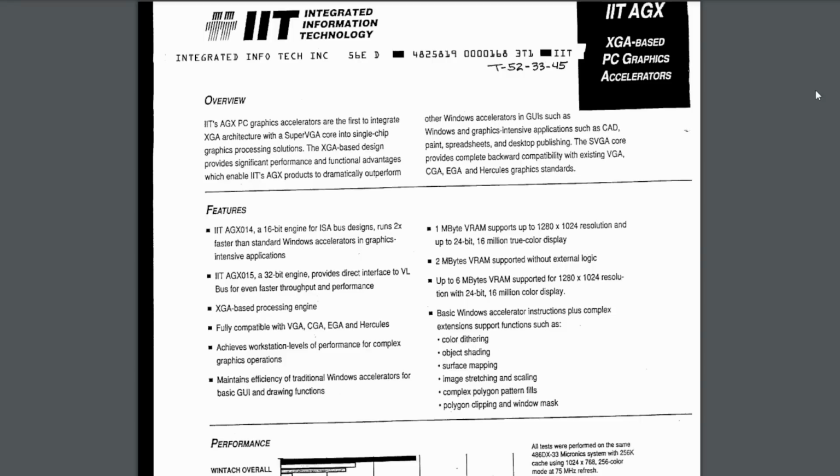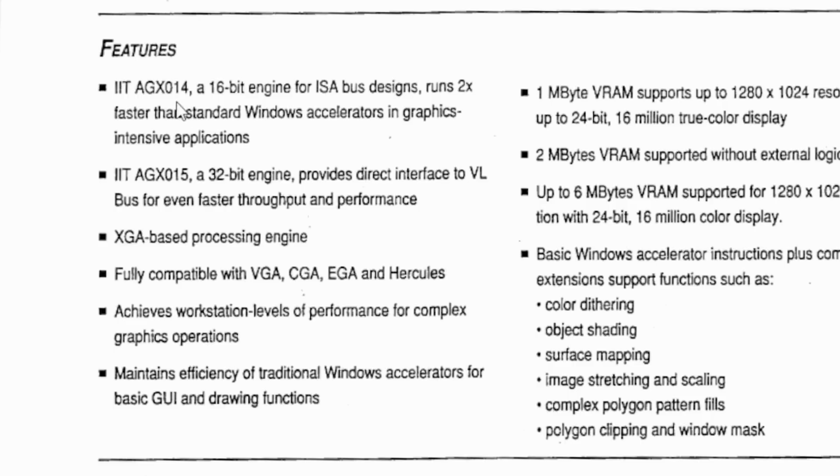If we're going to do anything interesting, we're going to need good information, and unfortunately this is the only data sheet for the chip itself. It covers their AGX 14 and 15. There is a 16 in the wild, but because it's not covered here, I know literally nothing about it. The 14 was for the ISA bus, and that's what I have, of course, that had a 16-bit engine. The 15 was for a local bus.